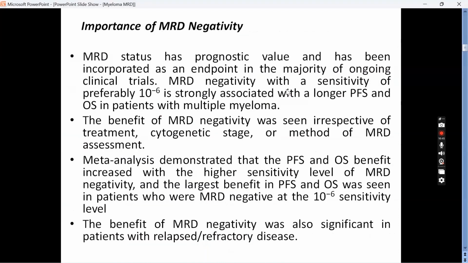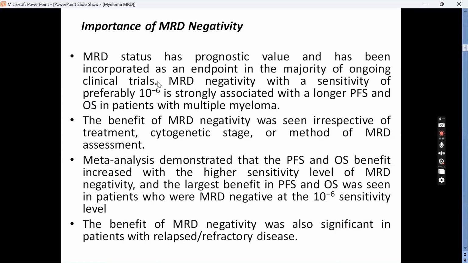So how important is attaining an MRD negativity in myeloma cases? You know, myeloma cannot be cured. It is nothing like a myeloma patient is completely cured. That is not possible. There will always be some amount of myeloma cells. So the importance of getting an MRD negativity in myeloma is that MRD status has prognostic value and has been incorporated as an endpoint in the majority of ongoing trials.